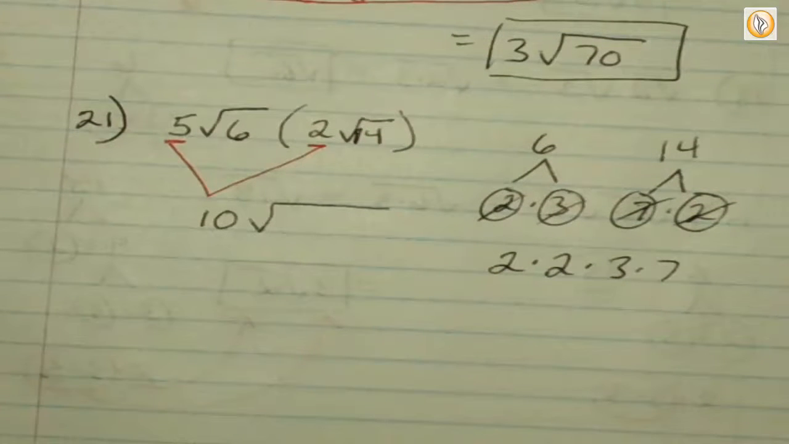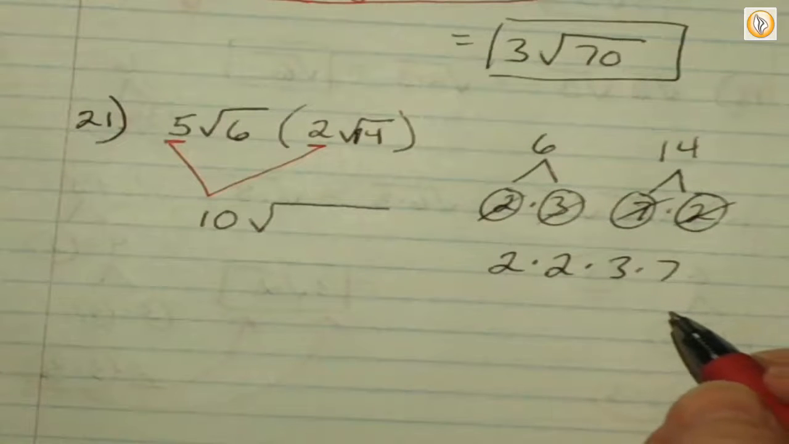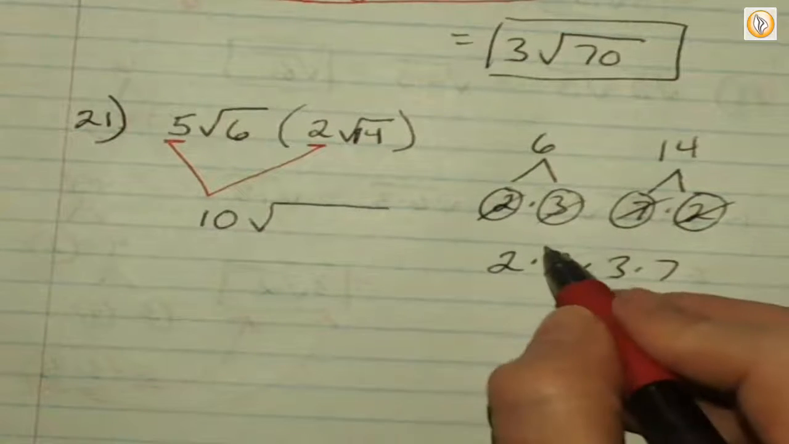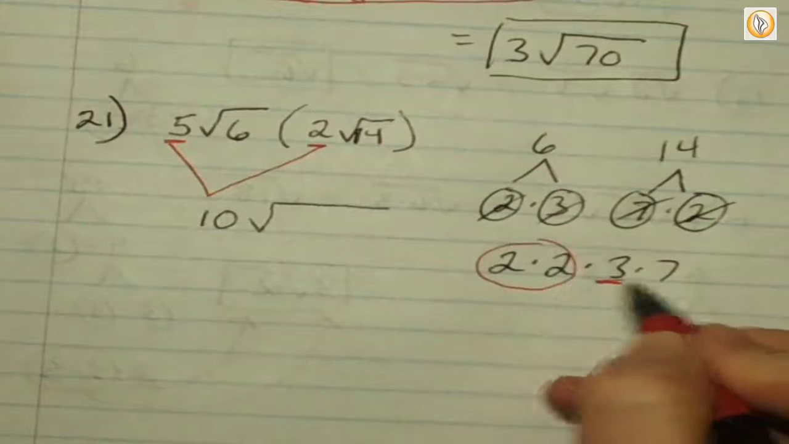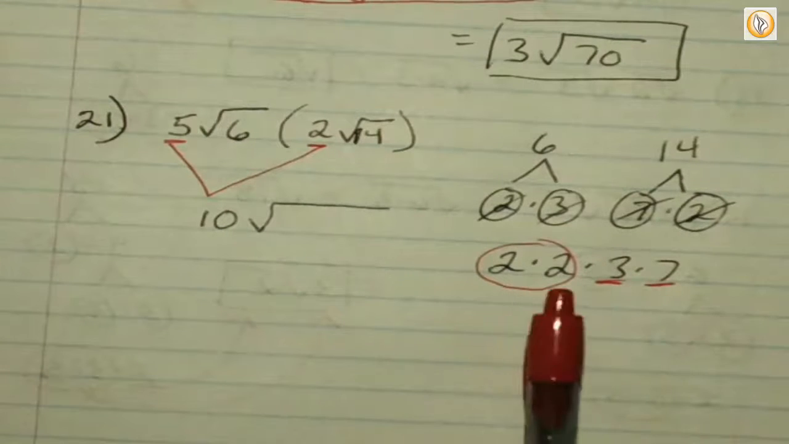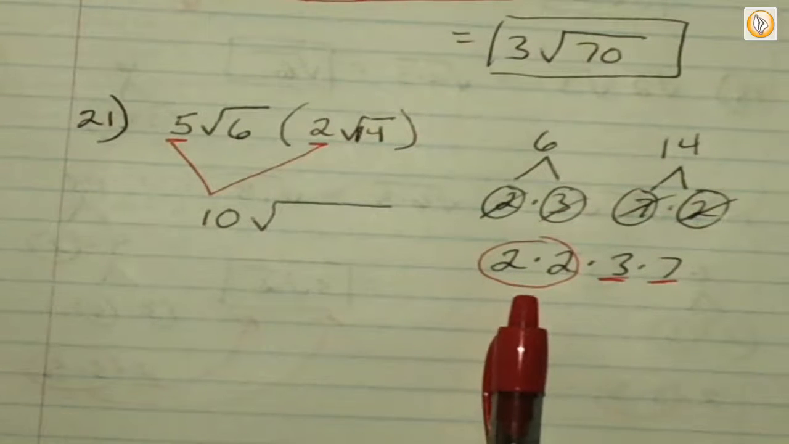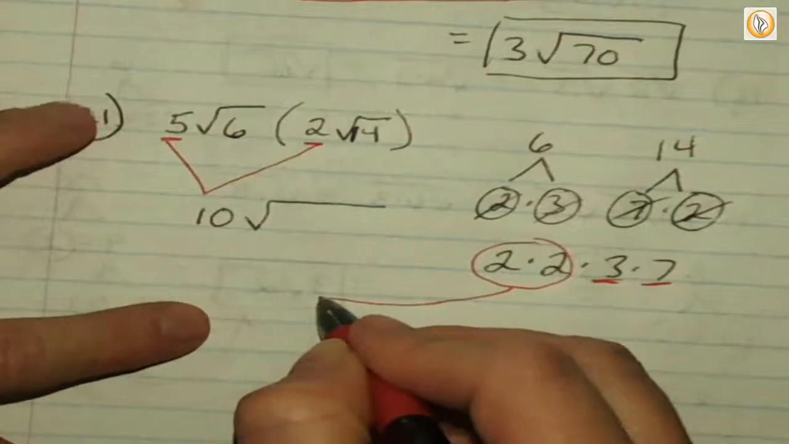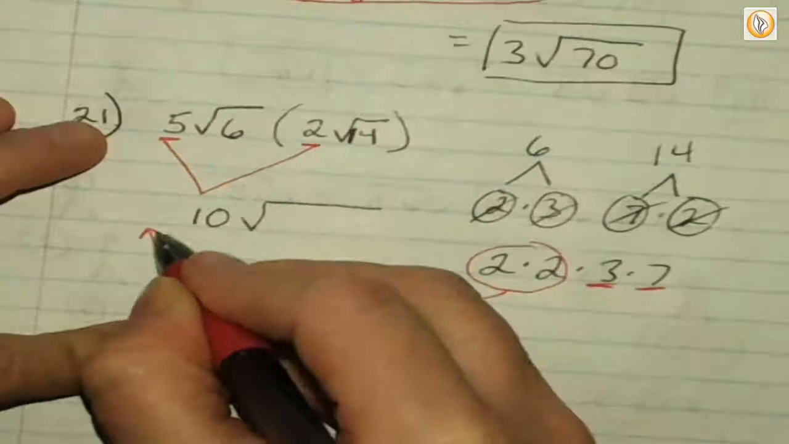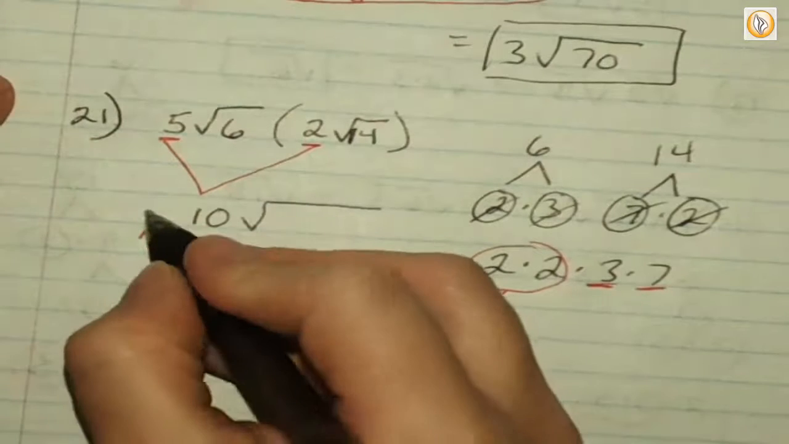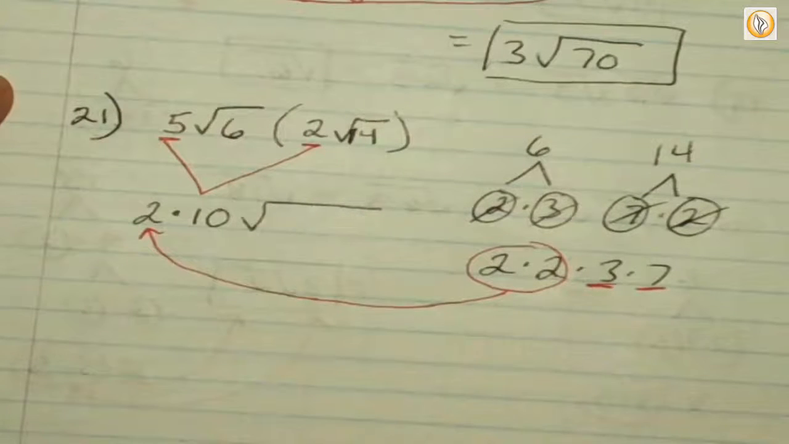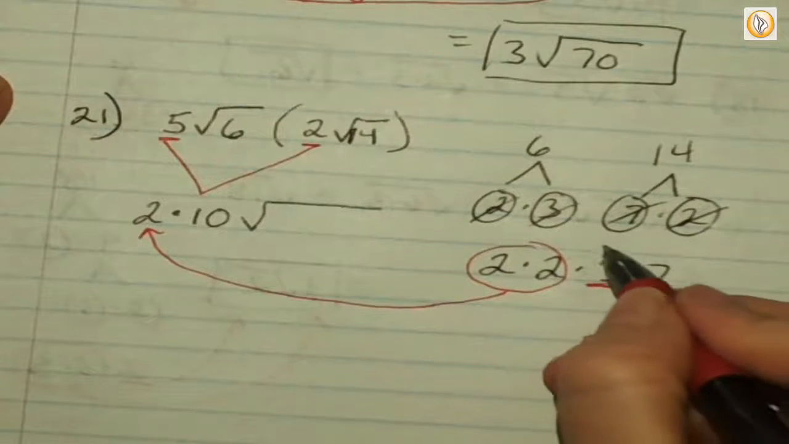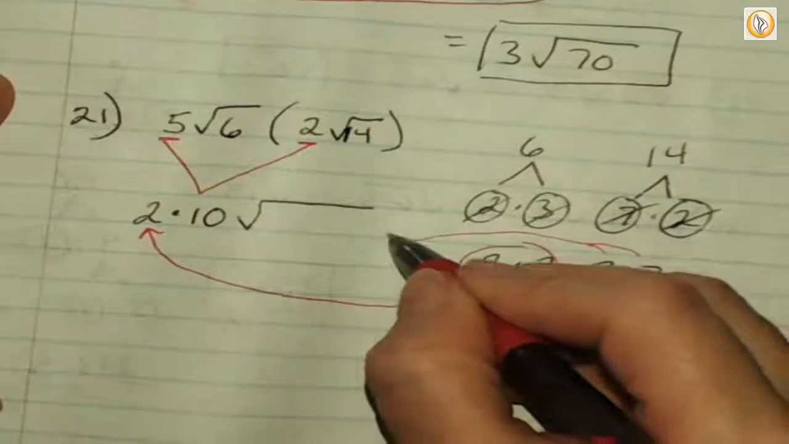Michael, what do I do now? You circle the pairs. Which are? 2. And then these are my leftovers. Where does the 2 go? Next to the 10. Okay, next to the 10 on the outside, what am I going to do with it? Add it? Multiply. You are 100% correct. I'm going to multiply it with that 10. And then, of course, our 2 leftovers go there.